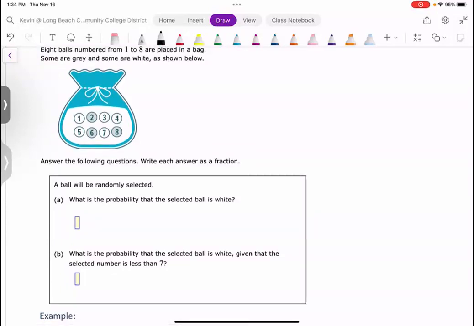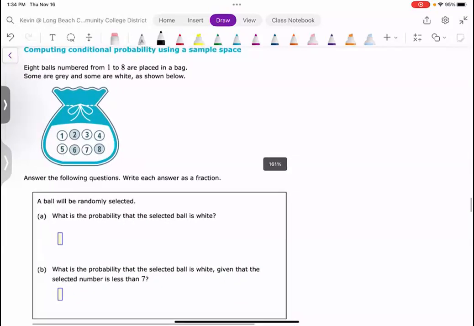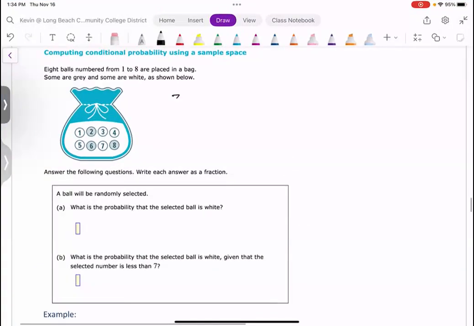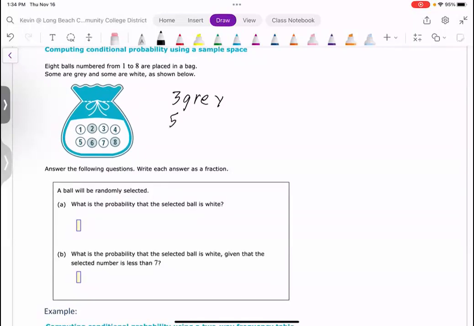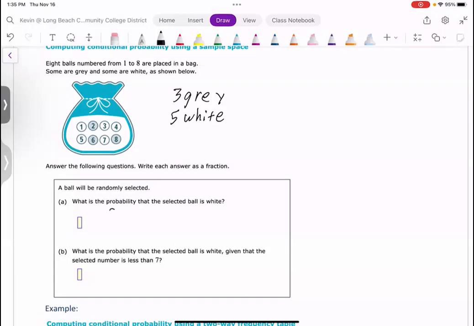And let me explicitly write out. So there are 3 gray, and they spell it with the E, the English way. And that makes there 5 white. All right. Part A. What is the probability that the selected ball is white? Okay, that's easy. That's going to be the 5 out of a total of 8. That's it. It's no problem.